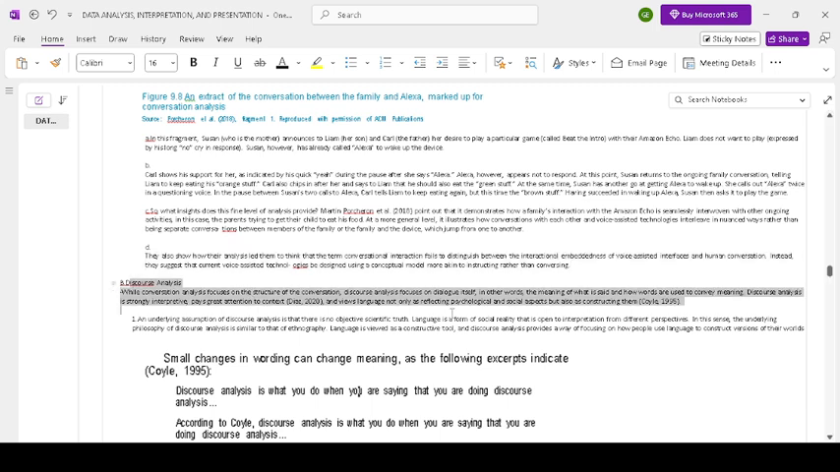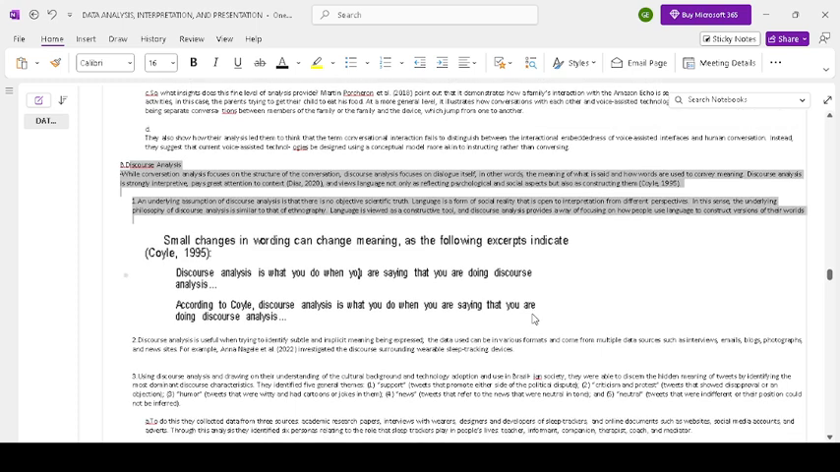Discourse analysis. While conversation analysis focuses on the structure of the conversation, discourse analysis focuses on dialogue itself. In other words, the meaning of what is said and how words are used to convey meaning. Discourse analysis is strongly interpretive, pays great attention to context, and views language not only as reflecting psychological and social aspects, but also as constructing them. So this is a key.